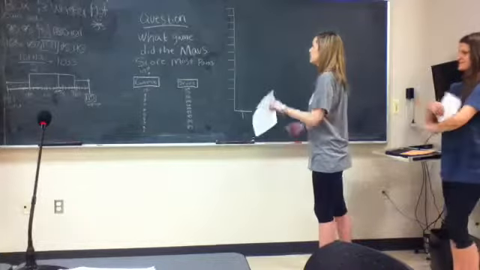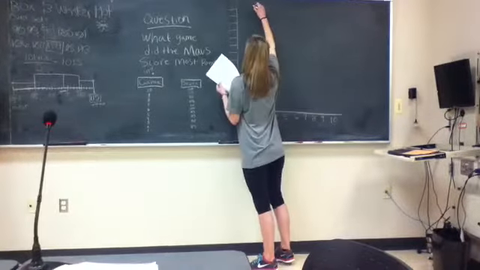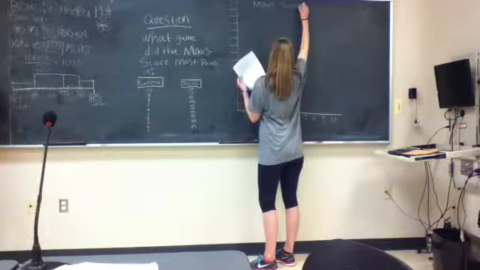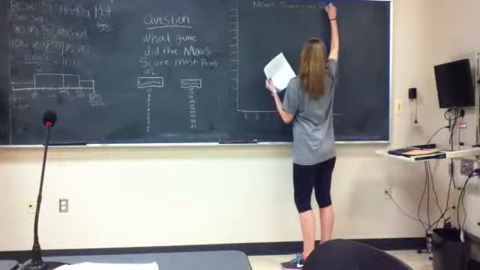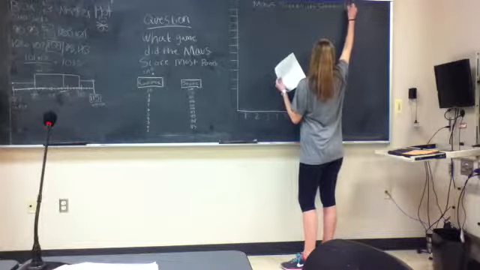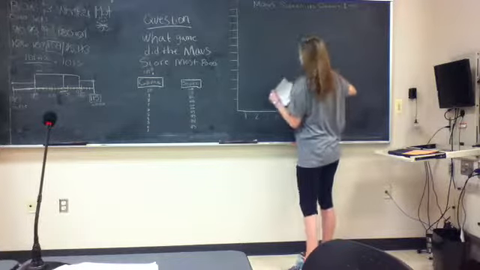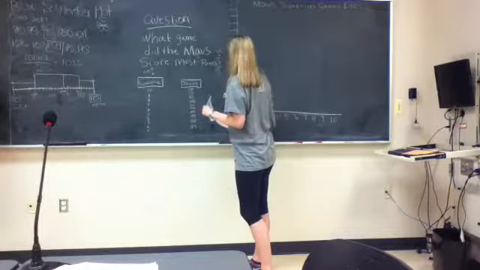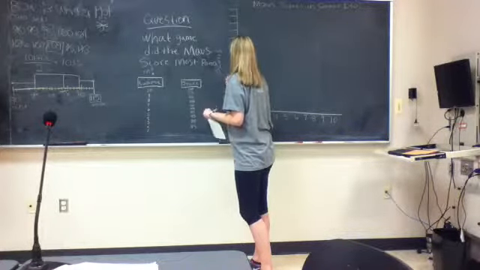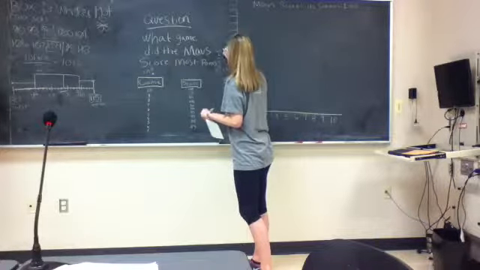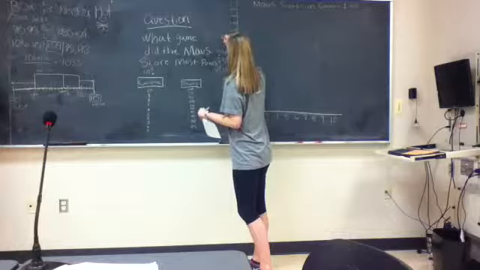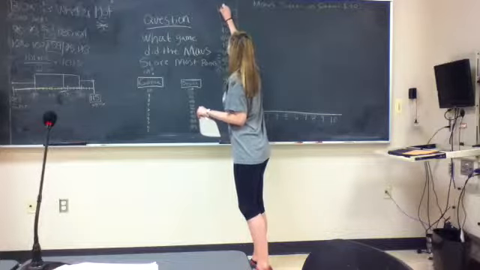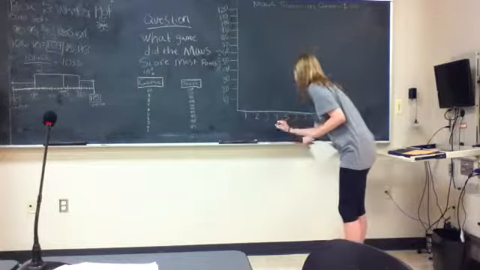Okay, so I'm going to do the bar graph, and the first thing we're going to do is name it. It's going to be the Mavs' scores in games 1 through 10. Then over here is going to be the scores, and we're going to be counting by tens. And then down here is going to be the games.